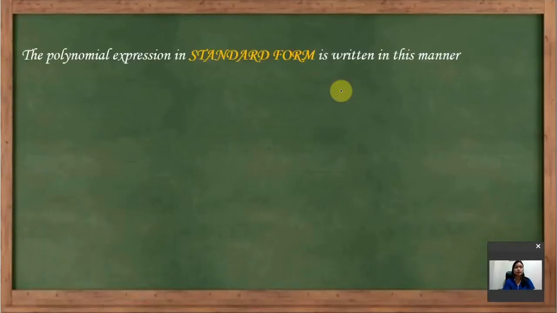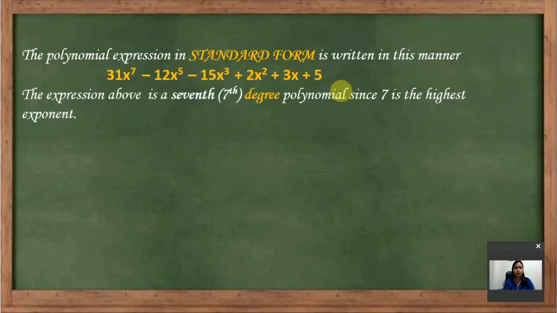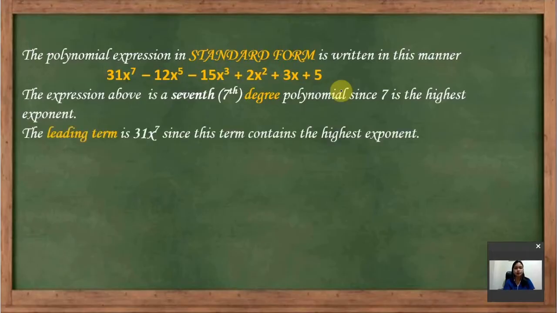Let us have some examples of polynomials and let us familiarize ourselves with its parts. The polynomial expression in standard form is written in this manner. Say for example, we have 31x raised to 7 minus 12x raised to 5 minus 15x cubed plus 2x squared plus 3x plus 5. This is a polynomial expression in standard form since the arrangement of the exponents is in descending order. The expression is a 7th-degree polynomial since 7 is the highest exponent.